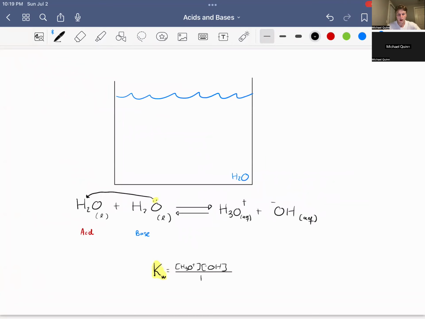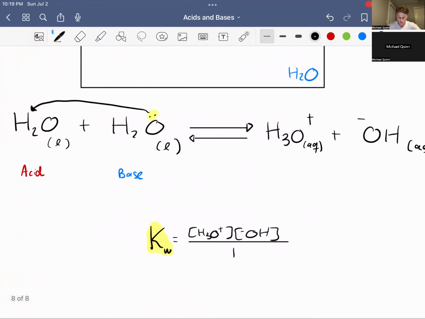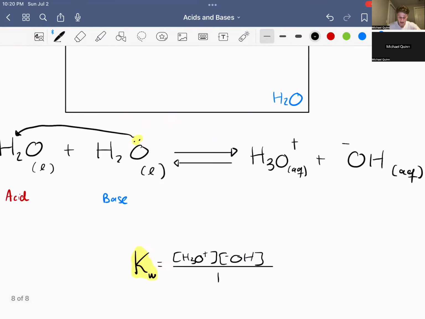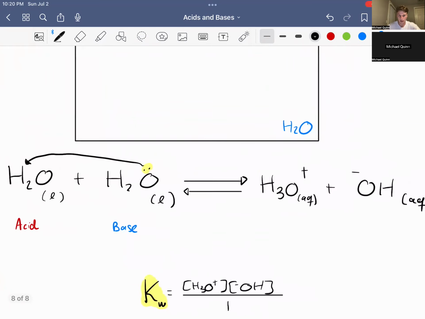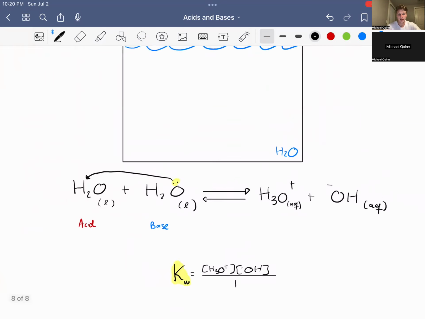And the overall takeaway is that this reaction, whether it's a pure beaker of water or it is a beaker of water with another reaction going on, this reaction is always going on no matter what. And the products will always be hydronium and hydroxide. And we do not include H2O liquid in the equilibrium expression.